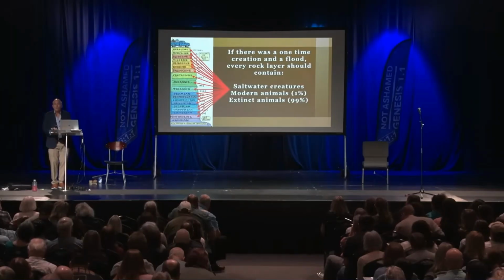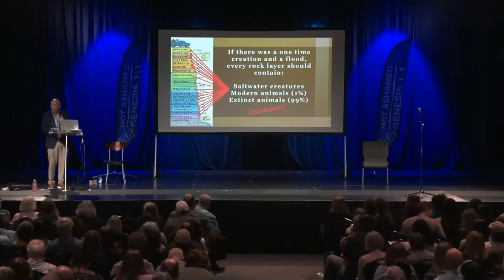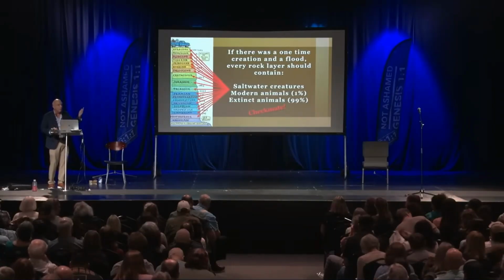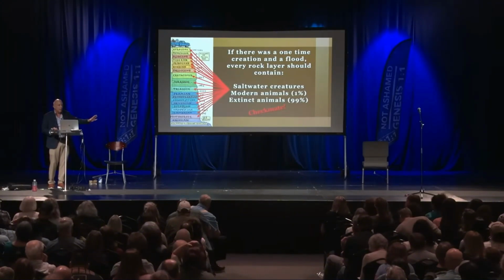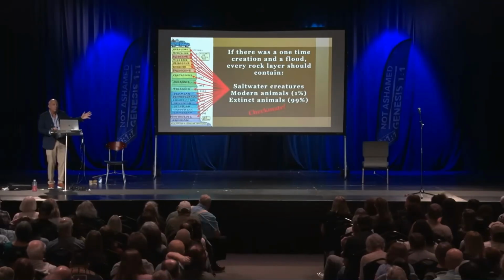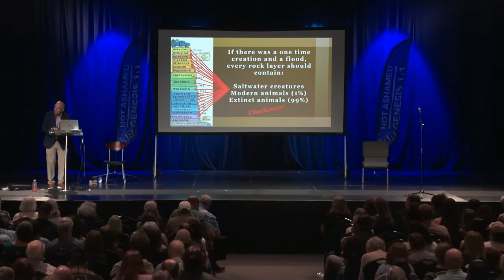And this is what we find. Every layer, you find saltwater creatures. I just showed them to you, all the layers. You find modern animals. I just showed them to you, every layer. And the ratio of modern animals to the extinct animals in every layer is about 99. It looks like evolution, but it's not. It's just extinction. And that is checkmate.